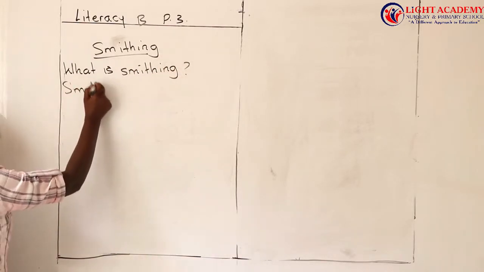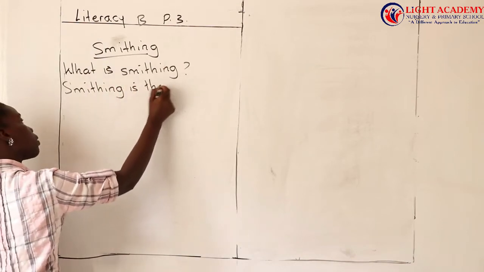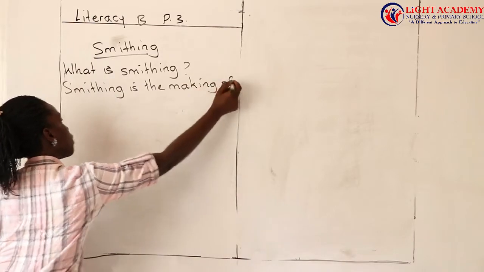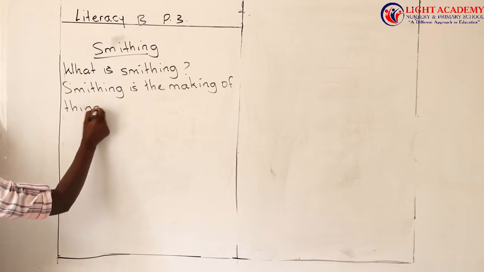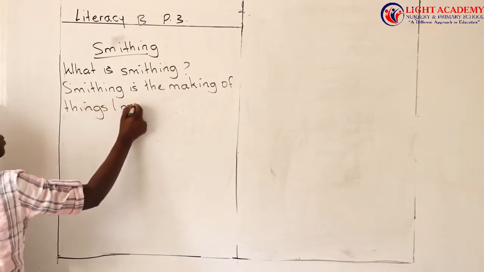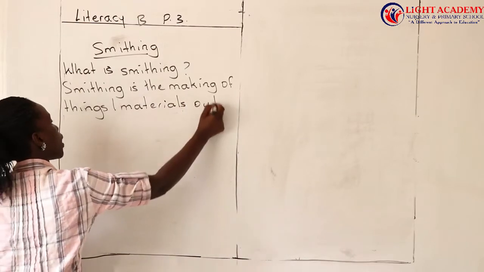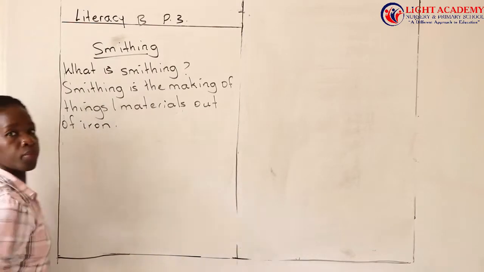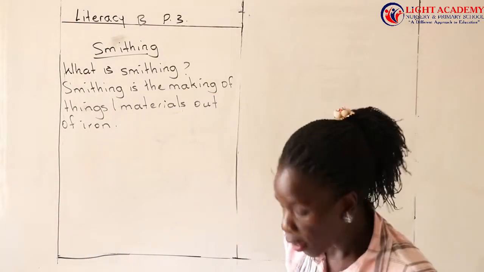Smithing is the making of things or materials out of iron.